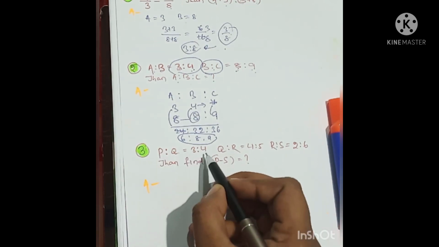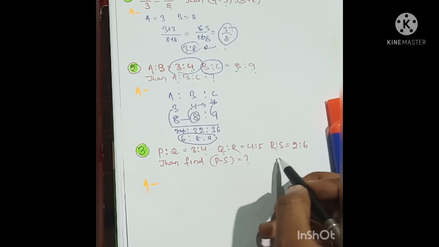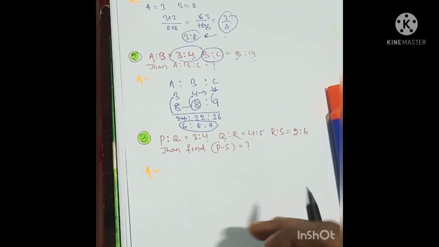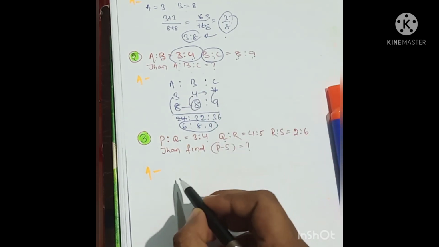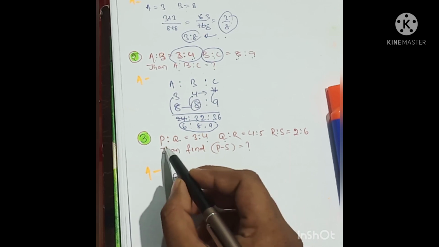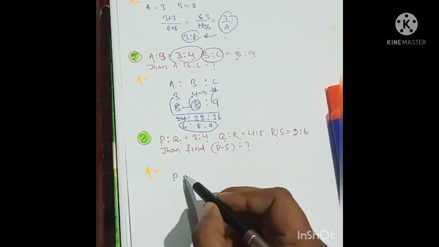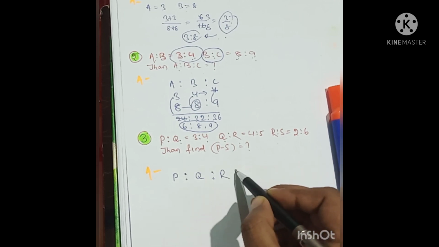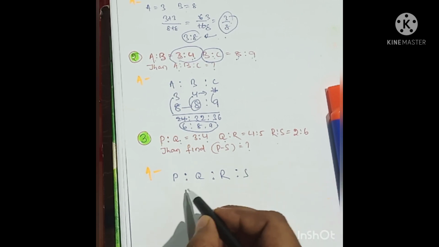Here p is to q equals 3 is to 4, q is to r equals 4 is to 5, and r is to s equals 2 is to 6. Then find p minus s. Similarly, it resembles the second question. So now I will do it here. First p, what do I have here? Only p, q, r and s. So simply write down p is to q is to r is to s. Then put the values under their positions.